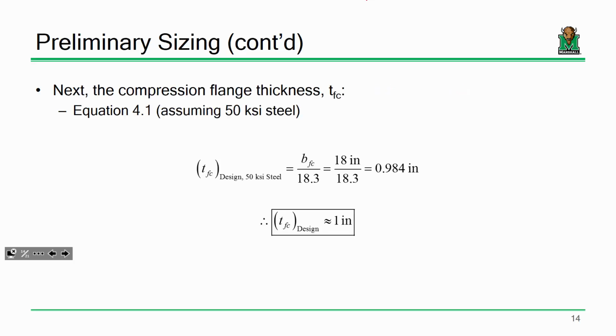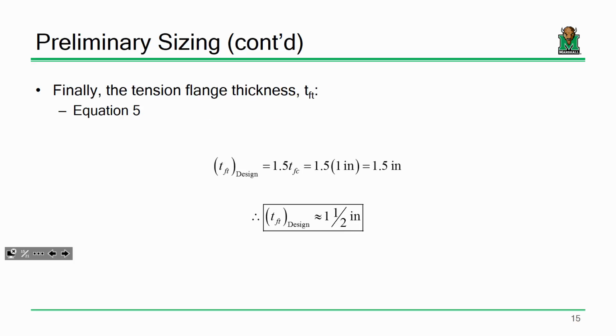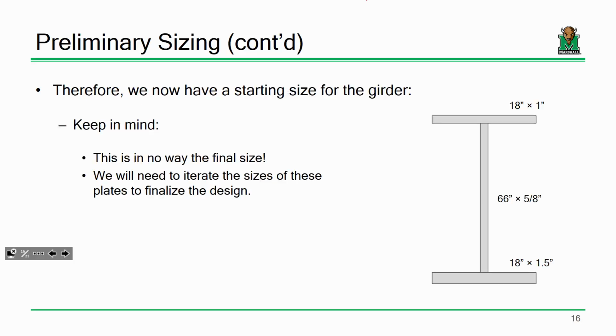All right, the compression flange thickness. I'm going to assume 50 KSI steel, so I'm going to use equation 4.1. There's my flange thickness over 18.3. Plug that in, plug and chug, I get 0.984, so we'll say the top flange is 1 inch thick. And going past that, let's use 1.5 times the thickness for the tension flange. I get 1.5 inches for the tension flange. There you go. There's my starting girder.